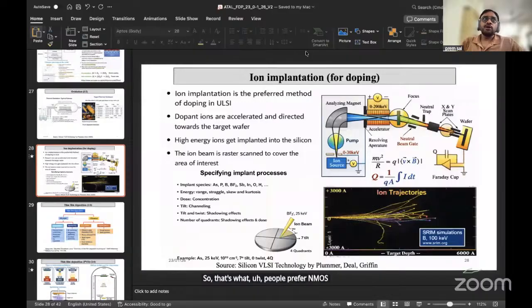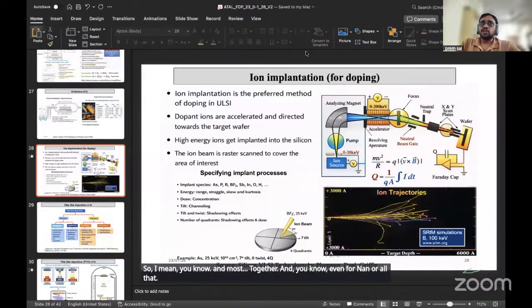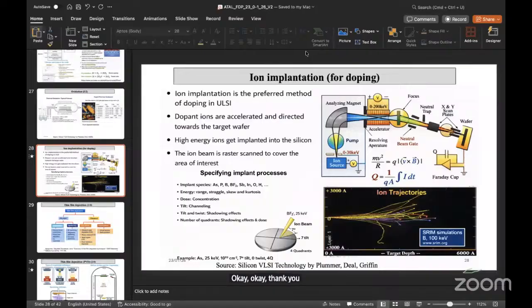But for digital design or digital blocks, like an ALU, half adder, full adder, you have to use both in CMOS, PMOS and NMOS together. Even for NAND and all that, all the digital logic can be achieved through CMOS only. We can't use NMOS alone. Okay, thank you, sir, for your explanation.